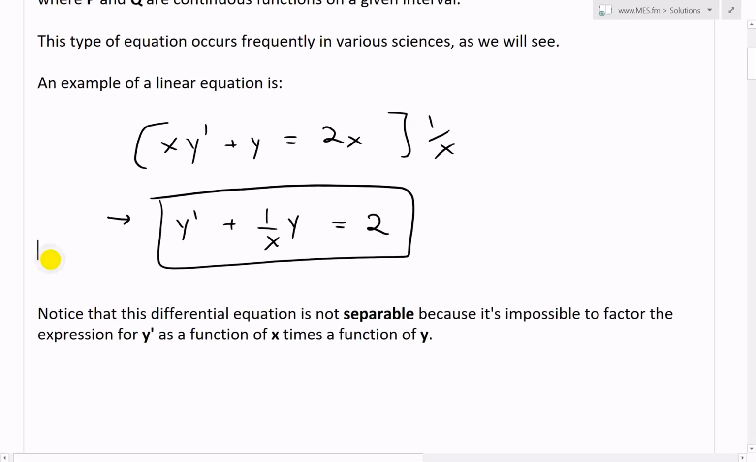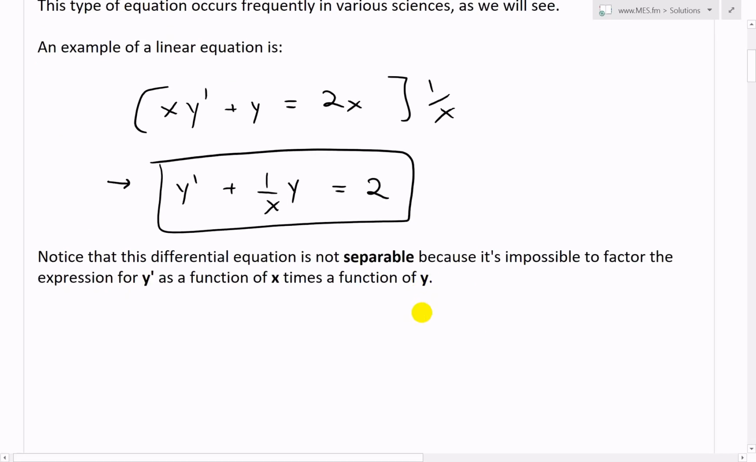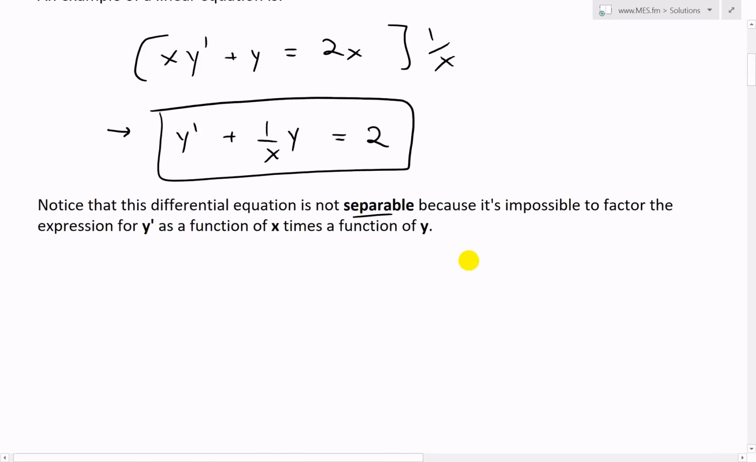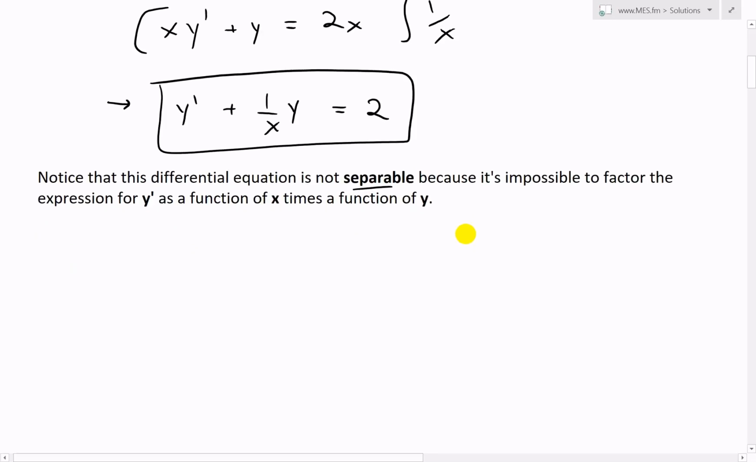Now what we want to notice from this equation is that this differential equation is not separable, because it's impossible to factor the expression for y prime as a function of x times a function of y. So recall my earlier videos on separable equations. Make sure to watch those. I'll put the link below. Basically, we can't write this in that form, so we can't just integrate it with the methods we used before.